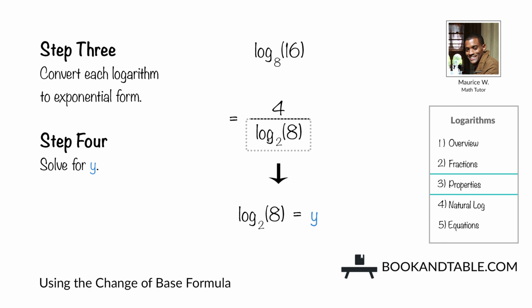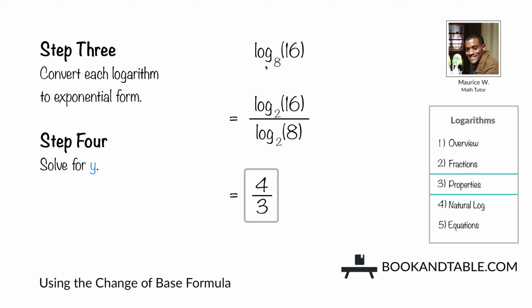And now we convert the log in the denominator to exponential form. So we set the log of base 2 of 8 equal to y. And now we take our base 2, raise it to a power of y, and set that equal to the argument 8. And with 2 raised to a power of y equal to 8, we can change 8 to its equivalent value, 2 raised to a power of 3, allowing us to see that y is equal to 3, which means the log of base 2 of 8 is equal to 3.